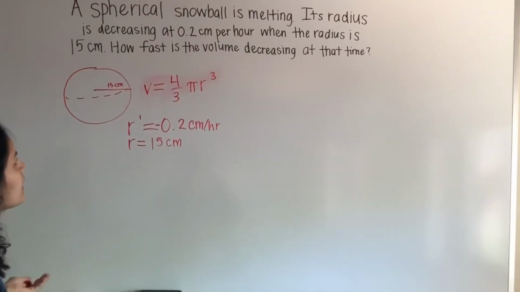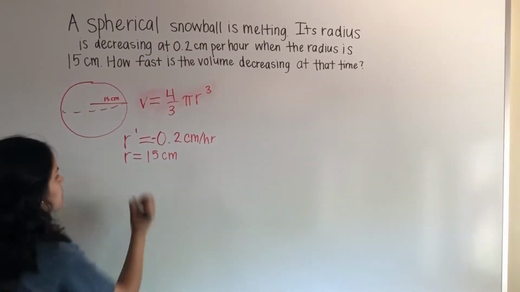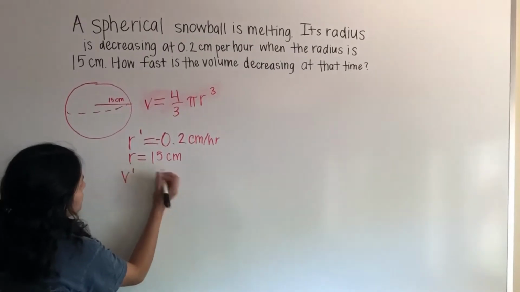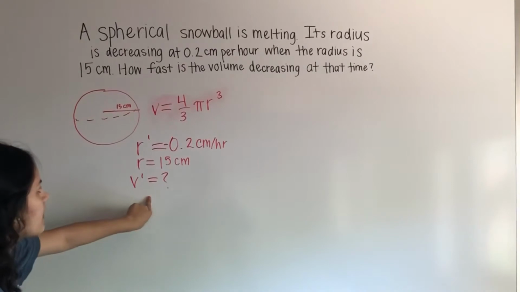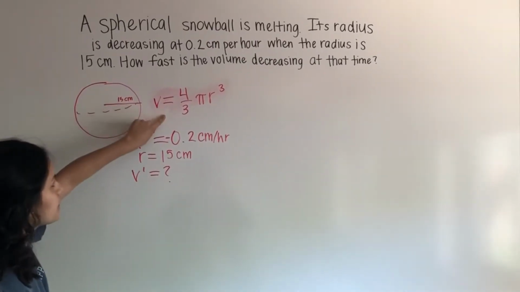And we're trying to find how fast the volume is decreasing at that time. So we're trying to find the rate of change of the volume. So that's what we don't know. And in order to find that, we have to take the derivative of volume.